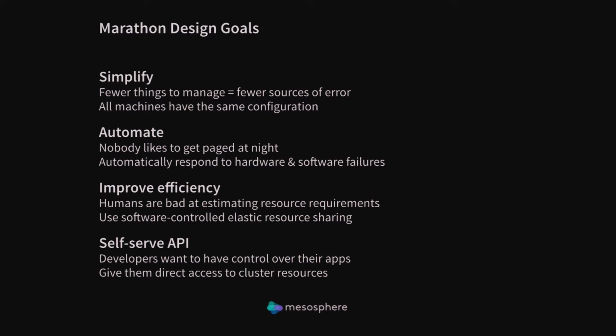Another design goal was we really wanted to have a self-serve API for Marathon. Developers want to have control over their apps. They want to launch them themselves. They don't want to go through ops or order servers and wait 3 months. So we give them direct access to cluster resources within constraints that could be set. But basically, the developer has control over launching their apps.